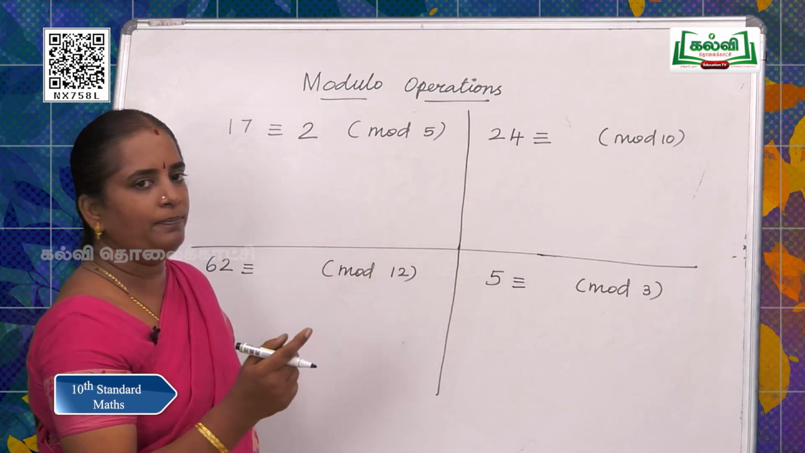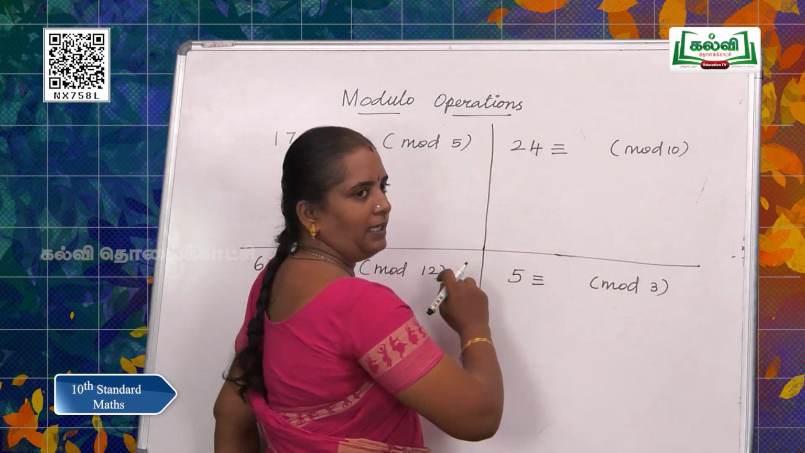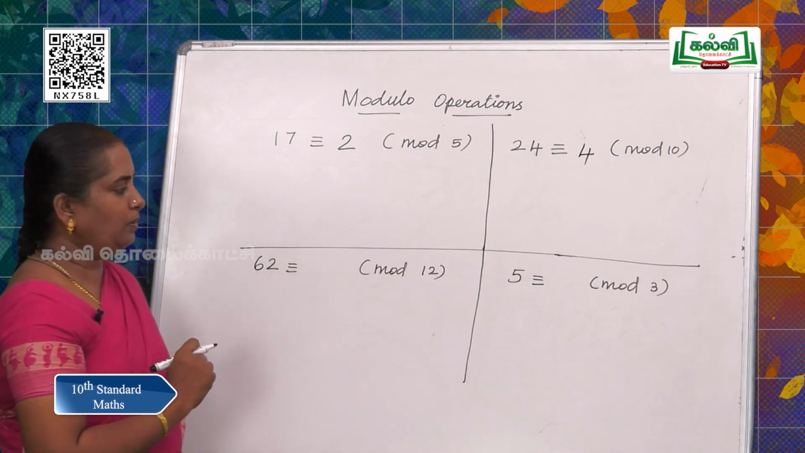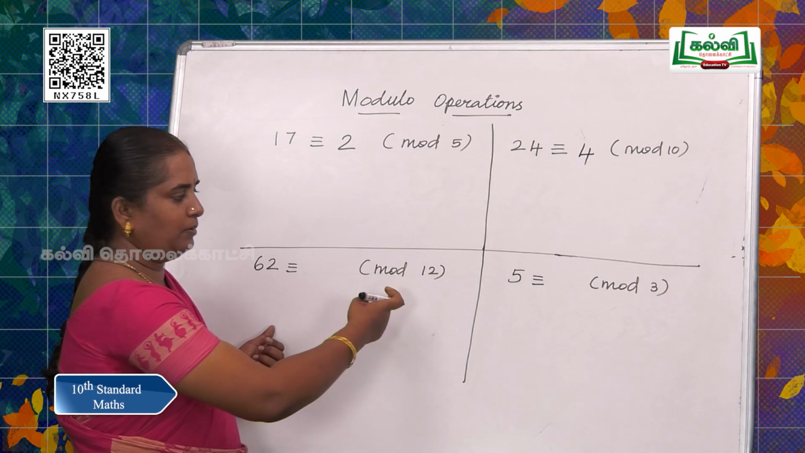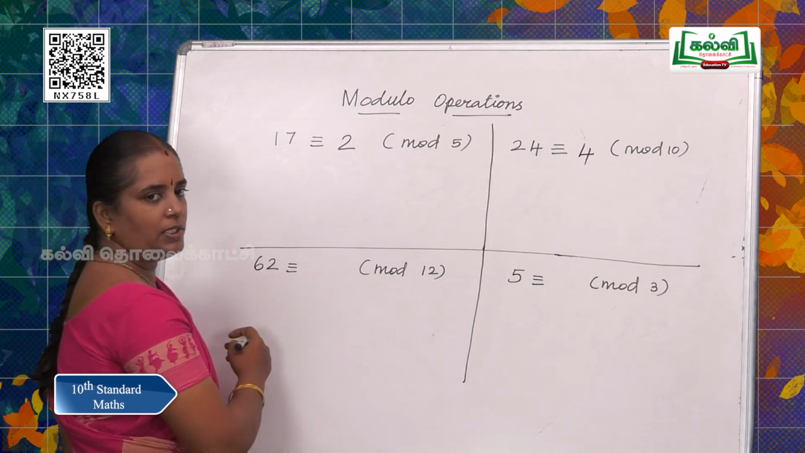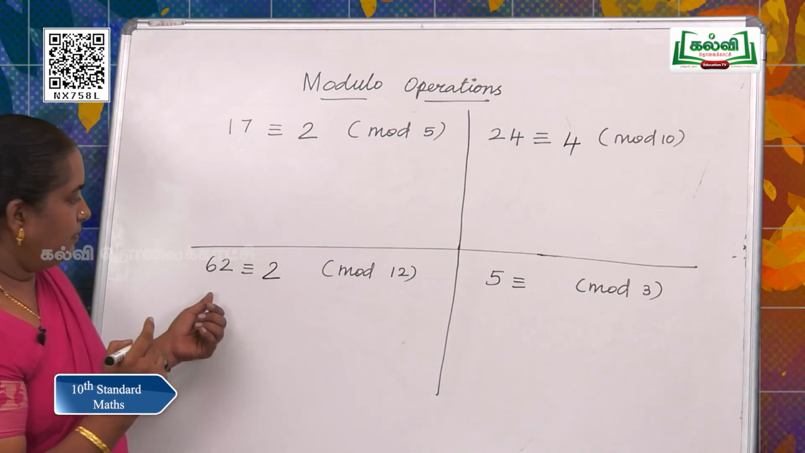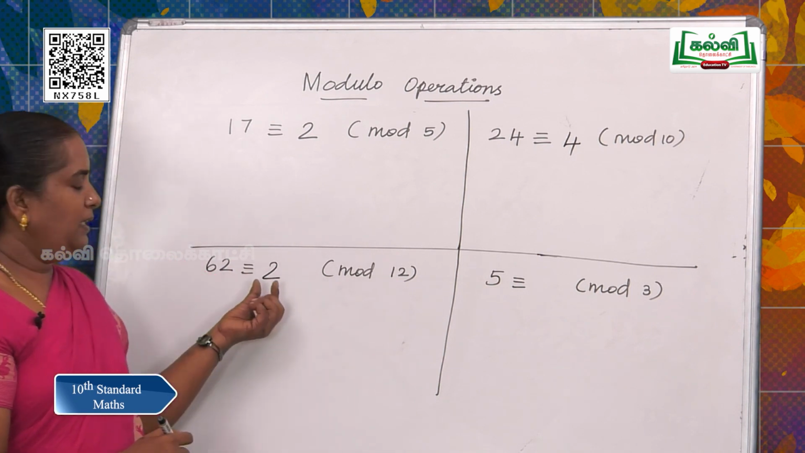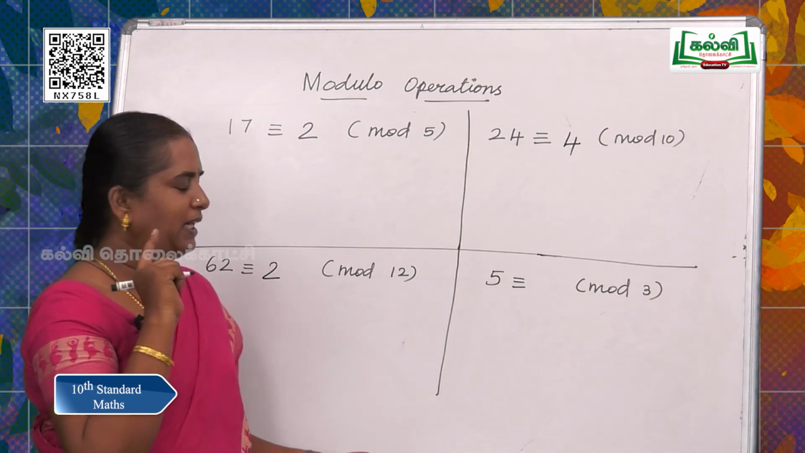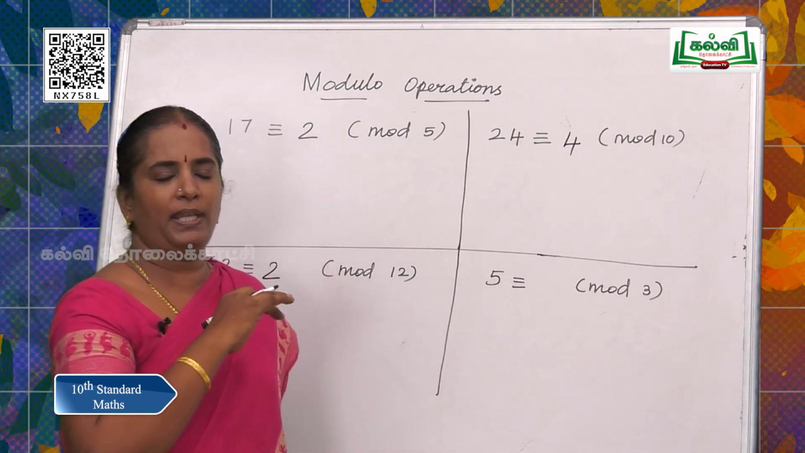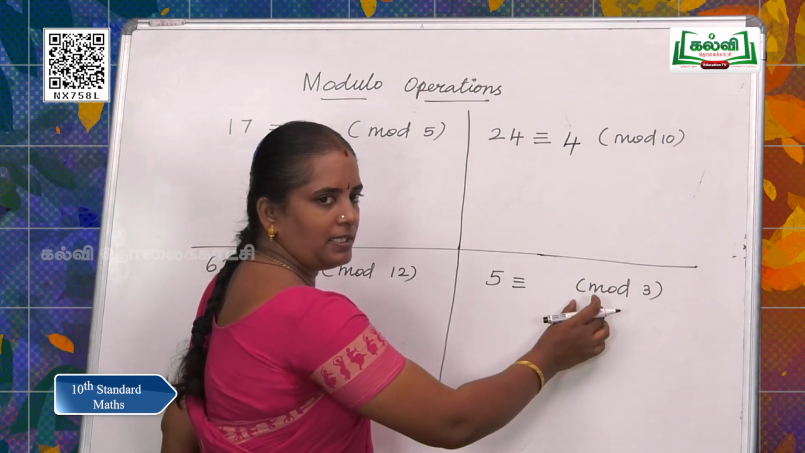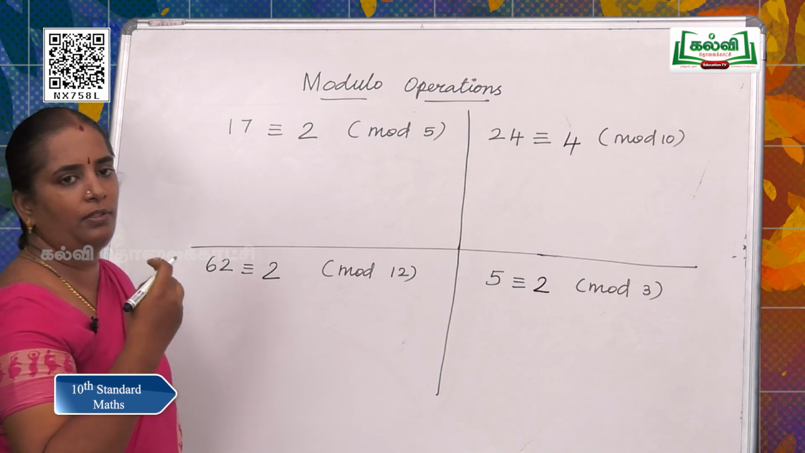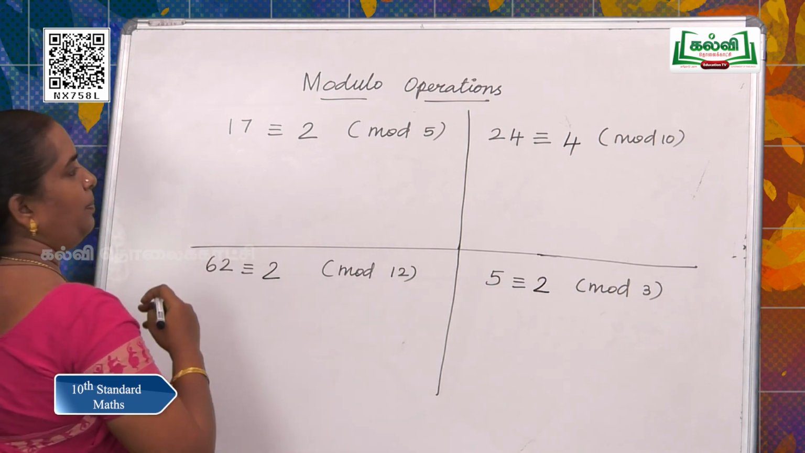24 is congruent to which number mod 10? The remainder is 4. And here, 62 is congruent to which number while dividing by 12? That is mod 12. 12 fives are 60, remainder is 2. We need only the remainders; in modulo we replace with the remainders, keep that in mind. So, 5 is congruent to which number modulo 3? 2. Using these we are going to see some more properties of modulo operations.